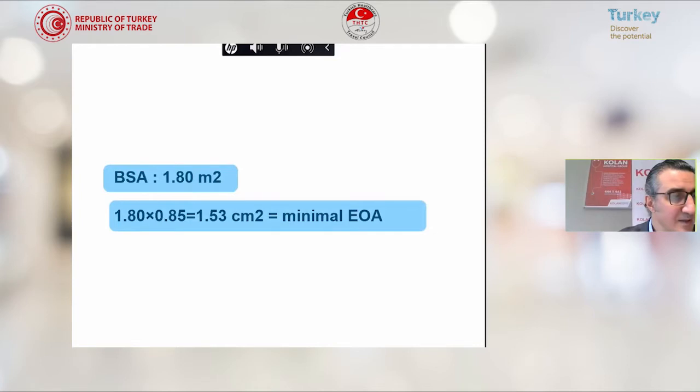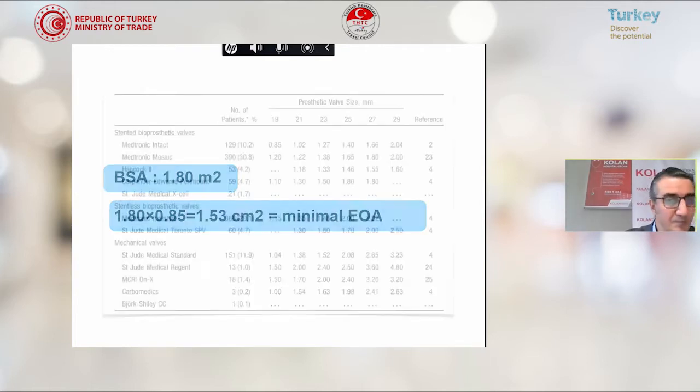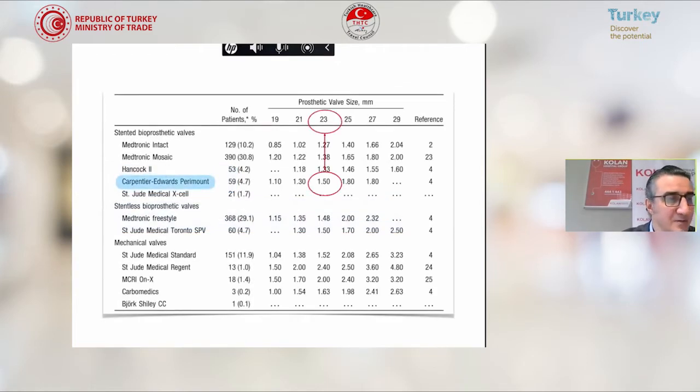For example, if the patient's body surface area is 1.8 square meters, then multiply by 0.85 to obtain the minimal effective orifice area to completely avoid patient-prosthesis mismatch. The result is 1.53. Let's have a look at the chart. If the surgeon intended to implant, for example, the Carpentier prosthesis, the minimum size to obtain an effective orifice area greater than 1.53 should be 23 or greater.